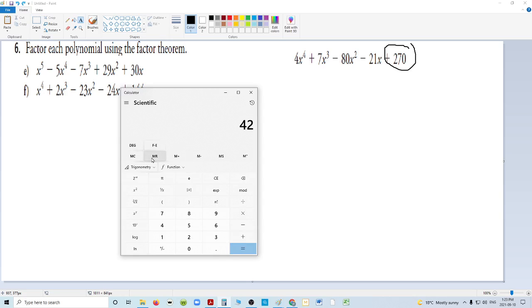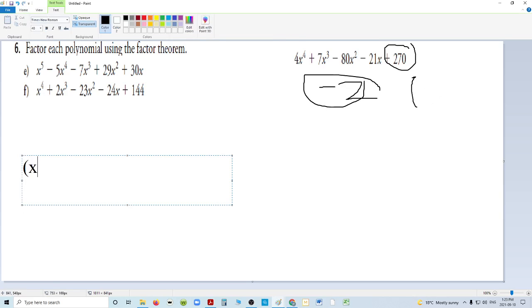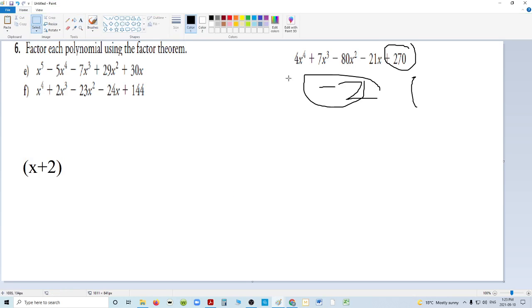Then you hit recall to see if you get a -270. Perfect reason why you check your work. I did some basic in my head calculations wrong, and it's clear that -2 is a root, which means that x plus 2 is a factor. Perfect example of doing things too quickly and just having a rough idea. Then you just use synthetic division.